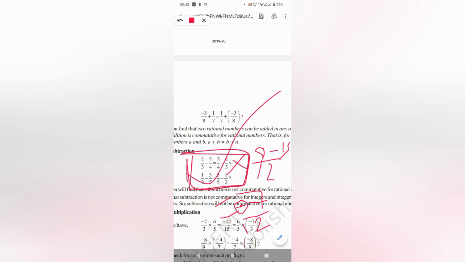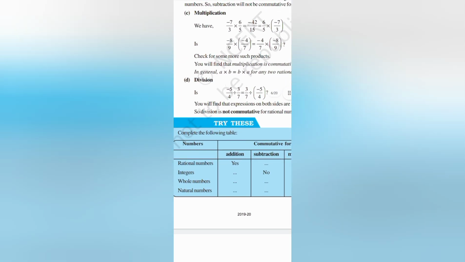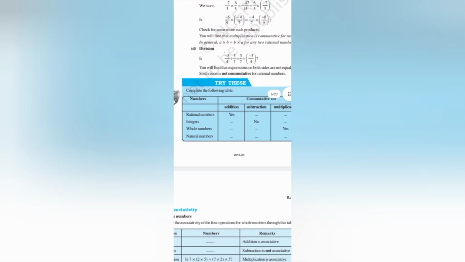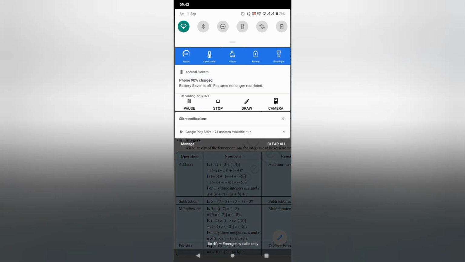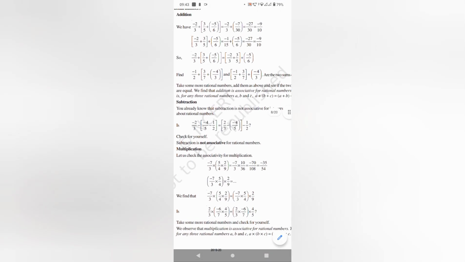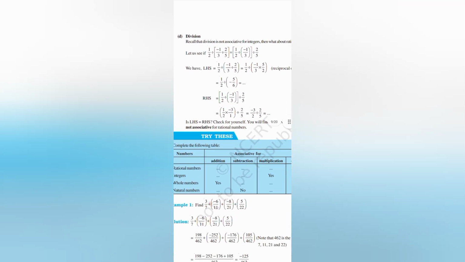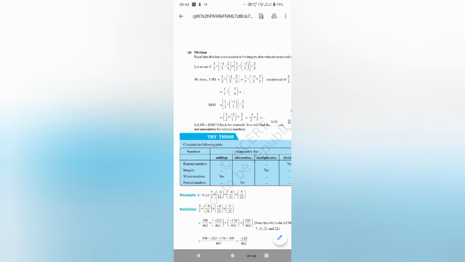So the commutative property is not valid in subtraction, it's valid in multiplication, and it's not valid in division also. The associative property is valid in addition, I think it is valid in addition and multiplication, but not in subtraction, and it's not valid in division.